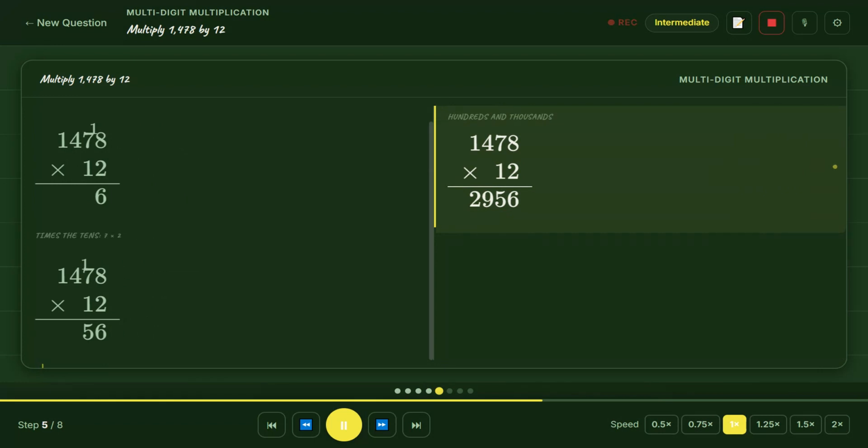Keep going. 4 times 2 is 8, plus the carry 1 makes 9. Then 1 times 2 is just 2. So our first row is 2956. Great job so far.